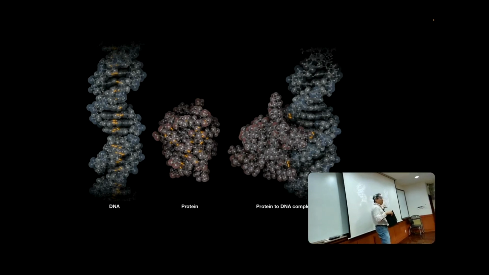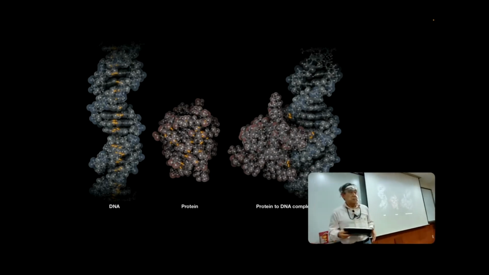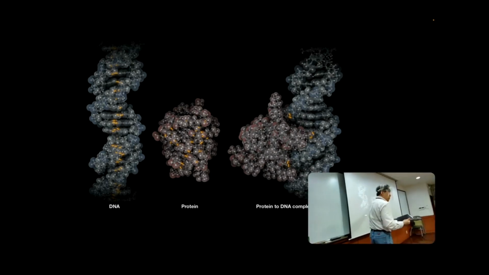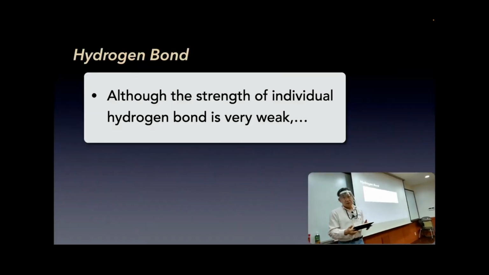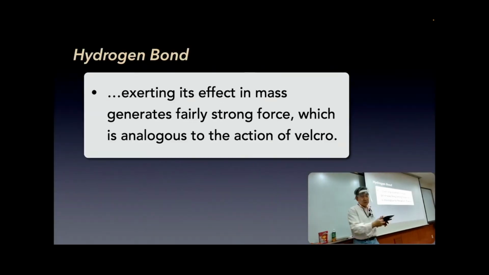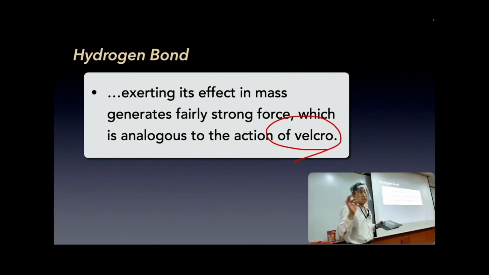When trying to control gene expression, usually we need this force of the protein on a particular area of the DNA, and all of this actually depends upon the hydrogen bond. So the individual strength of a hydrogen bond is very weak. However, altogether it provides a very stable and reliable force, just like this Velcro type of thing.